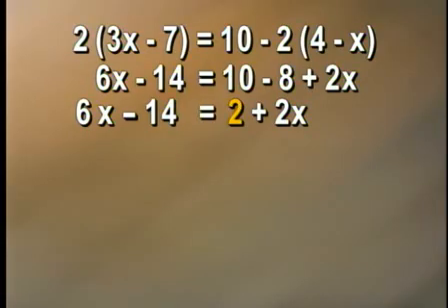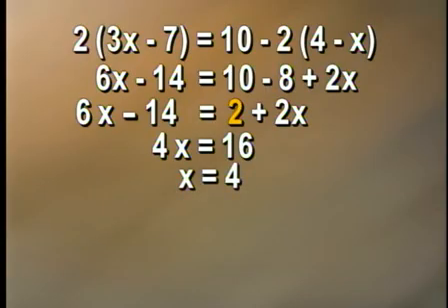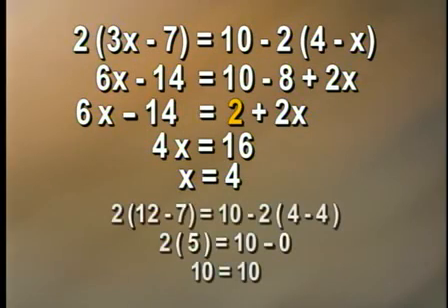Now we simply subtract 2x from both sides. And since the left side will be where our x will be, we'll add 14 to both sides to remove the minus 14. And we get 4x equals 16. Divide both sides by 4, and we get x equals 4. The solution is 4.